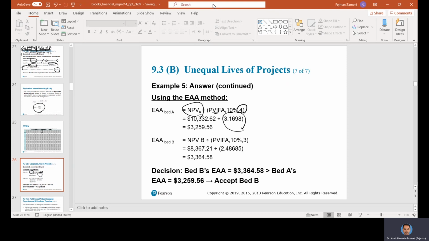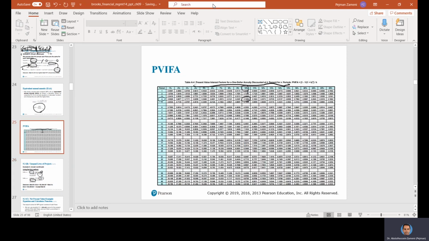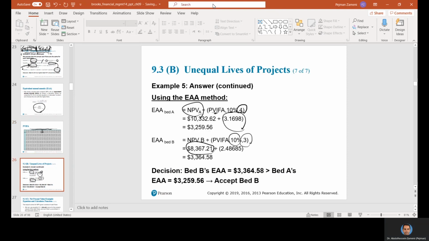And we do the same thing. We already have this one, and we know this one. The life of this project is 3 years. Then we refer here, and we find the number is 2.48. Divide these two together, and then we get this number. And we compare these two numbers. It shows that B is producing a higher amount.